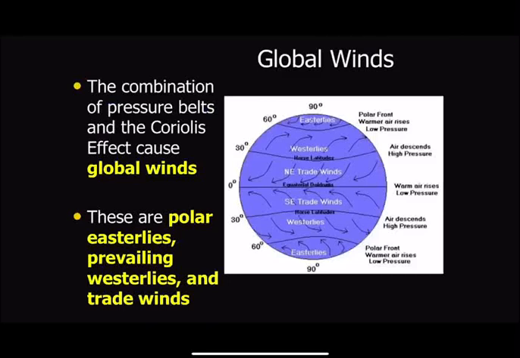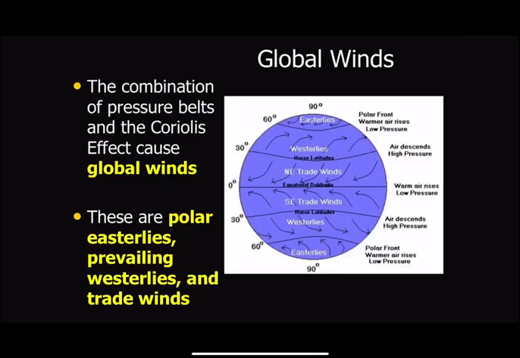Okay, everyone, today we are going to combine the knowledge that we have gained from pressure belts and the Coriolis effect to learn about global winds. Global winds come in several categories. We have the polar easterlies, which occur at the northern and most southern parts of the globe. We have the prevailing westerlies, which occur next to those. And then towards the center of the globe, next to the equator, we have the trade winds.